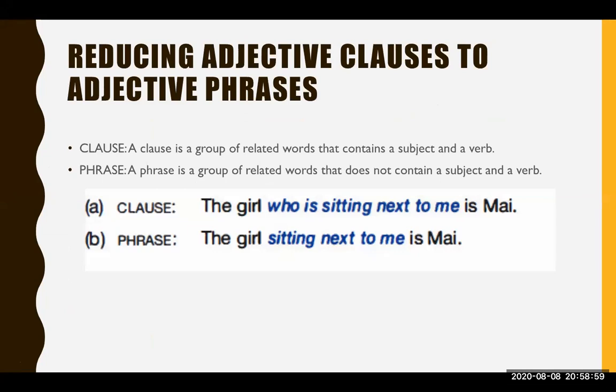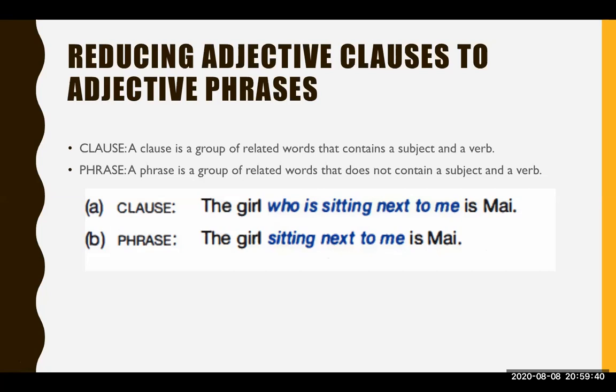little bit here. Remember, a clause is a group of words with a subject and a verb. A phrase is a group of words with no subject, but basically no verb. So we want to turn the clause into a phrase, again to give you language variety, to show that you have a variety of English language skills and structures. The girl who is sitting next to me is May. The girl sitting next to me is May. What happened here? We deleted the subject and we deleted the verb to be. So the idea is to change the clause into a phrase: delete the subject, delete the verb.